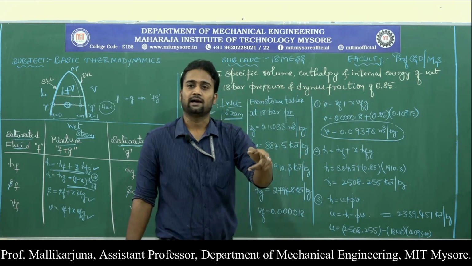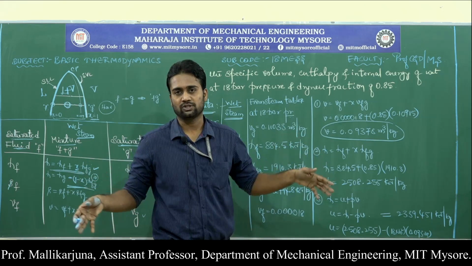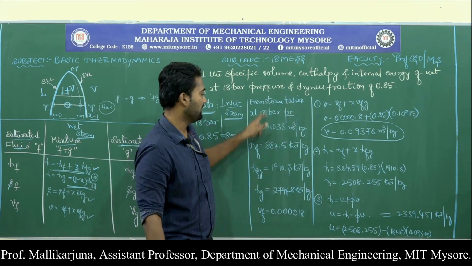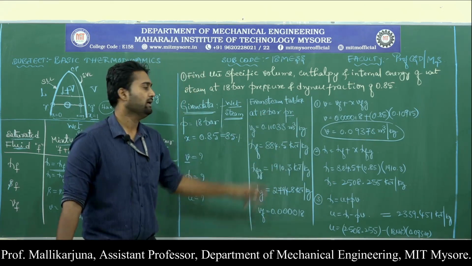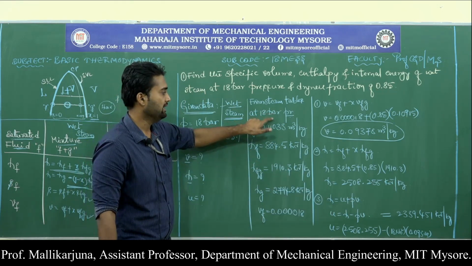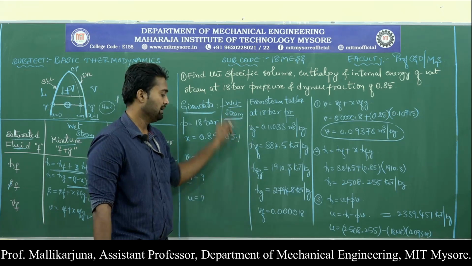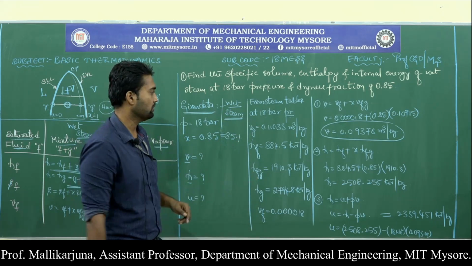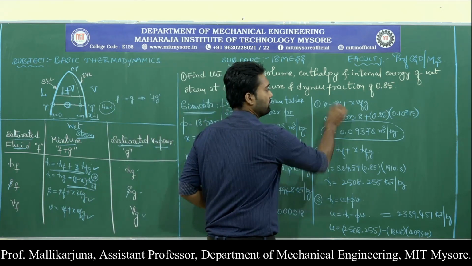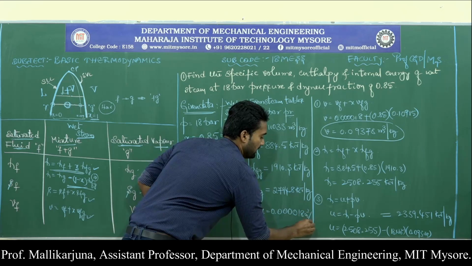I need to look in the data handbook. A lot of values are available in the data handbook for various pressures. For the given pressure, I have noted down the properties that are required to solve the problem. What is the given pressure? 18 bar. At 18 bar pressure, I have noted down these properties from the data handbook. So let me look at the value of Vf. Vf is this much meter cube per kg.